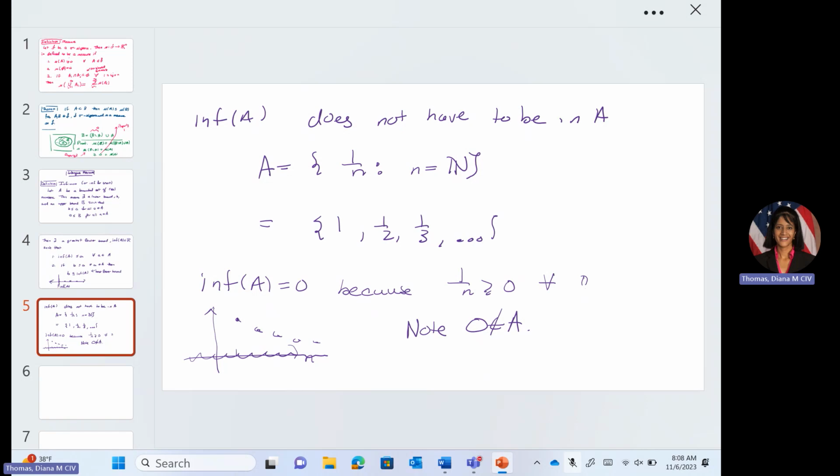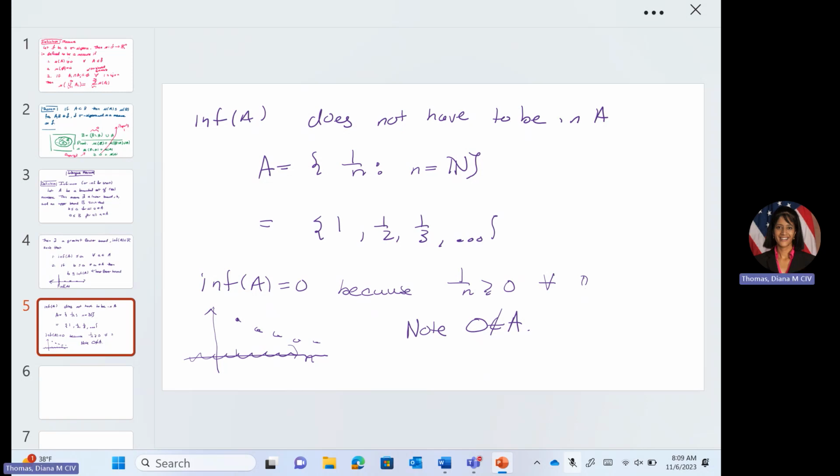This is why nobody likes real analysis, but in real analysis, we show that if you have an infimum, there's a subsequence in your original set that has to converge to that infimum. So yes, it's related to limits. But it's not the same.